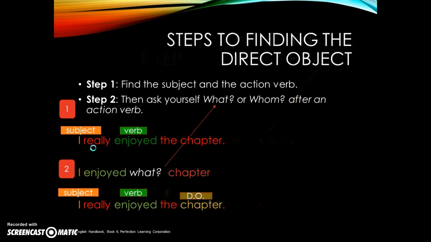Okay? So let's look at another example. Remember, two steps. Find the subject and the action verb, then ask yourself what or whom after the action verb. So in this sentence, we have, I really enjoyed the chapter. So step one, find your subject, which is I. Find your verb, which is enjoyed. Step two, ask who or what after the verb. So this one is, I enjoyed what? And the answer is chapter. So chapter is our direct object.